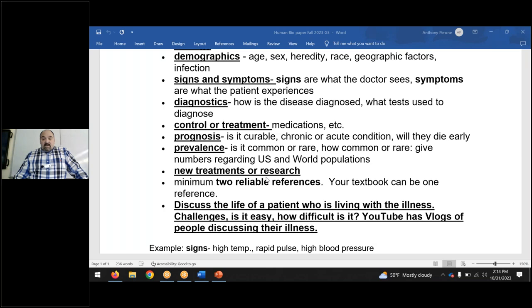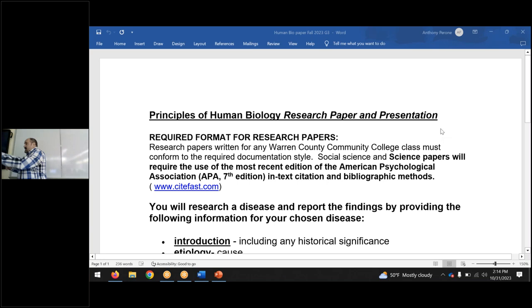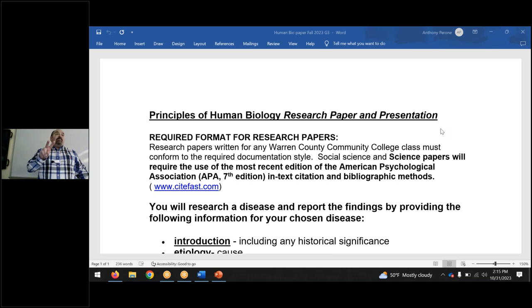That's the rubric and what goes on. You said reliable resources and the textbook. Yes, I'm making a correction, an addendum to what you have here. So it's two reliable resources, and your textbook can be a third one for the paper.